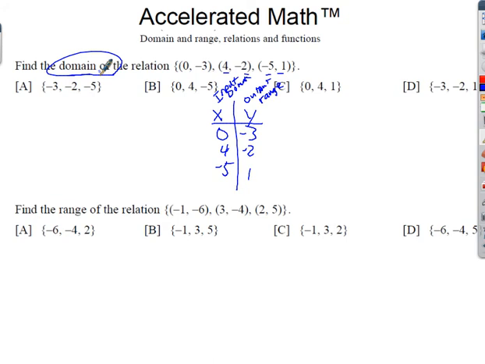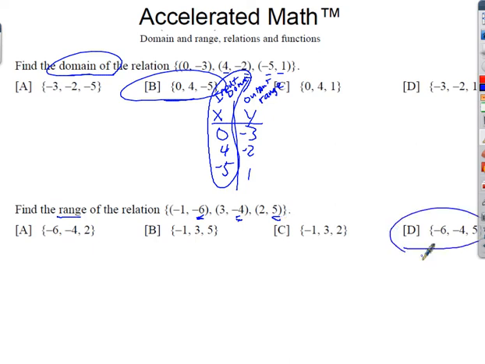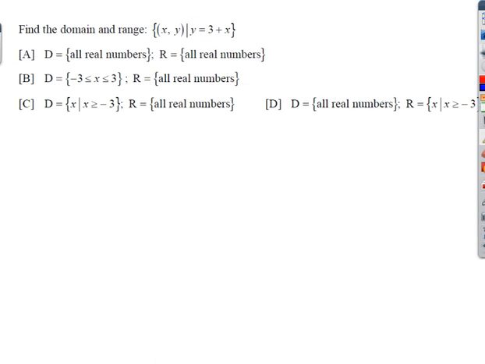So all they're really asking for is the input. Alright, so 0, 4, and -5. That's the domain. On this next one, they're asking for the range. So now they're just asking for the y values. And it's just that simple. Alright, -6, -4, and +5. Of course, they try to trip you up by getting you to pick that one, but you're not going to fall for it. Alright, find the domain and range of this function.